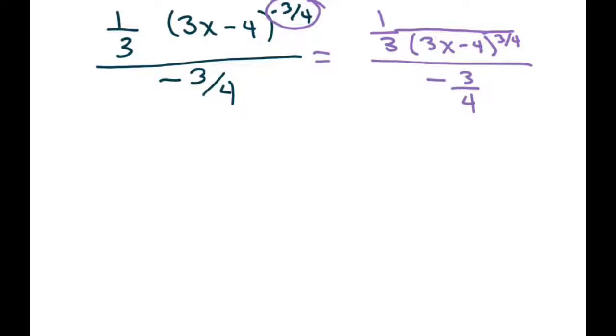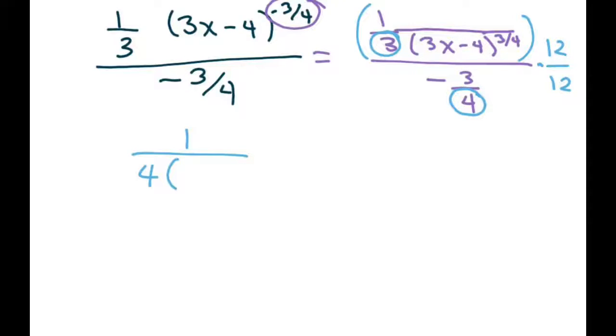So if you look at this, my common denominator, we're just going to look at this because that's going to eliminate it for us. Our common denominator is 12. So when you do that, multiply 12 times all that. 12 divided by 3 is 4, so you get 1 over 4 times 3x minus 4 to the 3/4. And then when you multiply this, you're going to get 4 goes into 12 3 times, which is negative 9.